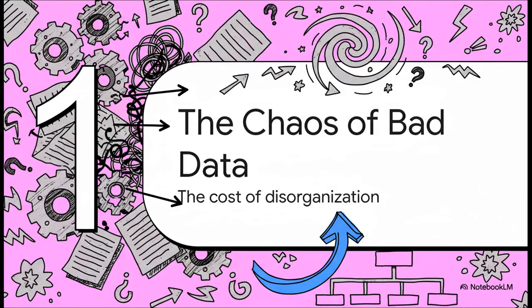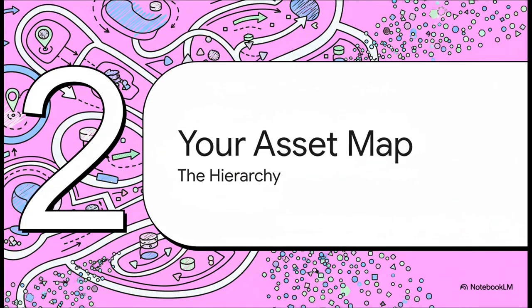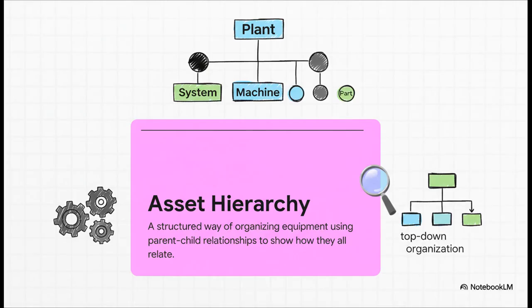You see, this chaos isn't just some administrative headache. It has serious, tangible costs. We're talking wasted resources, unexpected downtime, and just being completely unable to make smart decisions. But there is a way to bring order to all this chaos. And that solution is what we call the asset hierarchy. So if your data is a chaotic sea, think of the hierarchy as the map. It's the thing that gives structure to everything, showing you exactly where every single piece of equipment is and how it all connects.